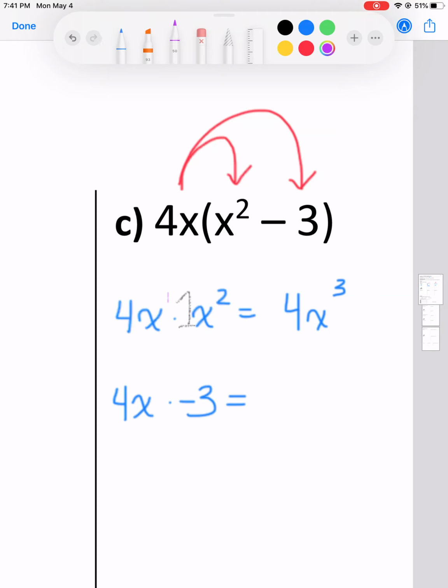Okay. So we're going to do the number with the number. What's 4 times negative 3? It's negative 12. And x times, well, there's no other x there, so we're just going to leave it as x. Because x times 1, technically, there's nothing to multiply it to. We can't do anything with it, right? So it's going to be 4x cubed minus 12x.